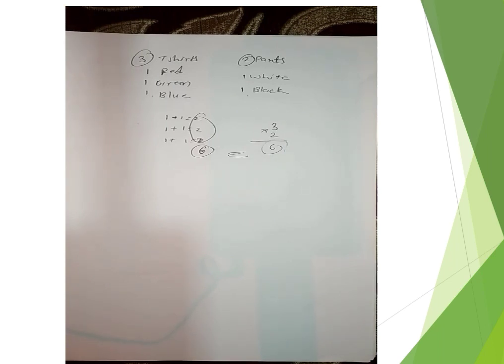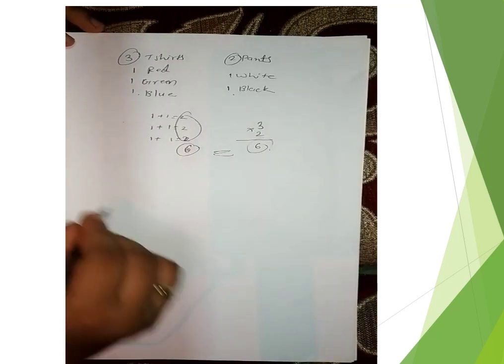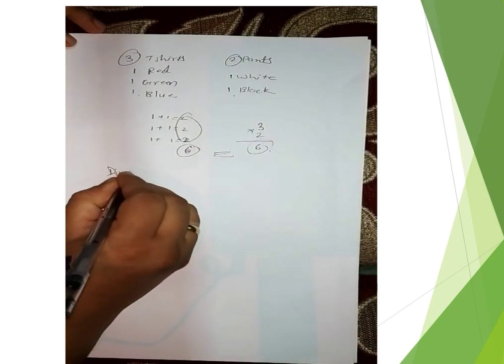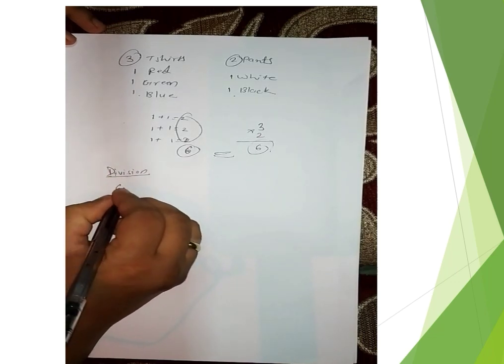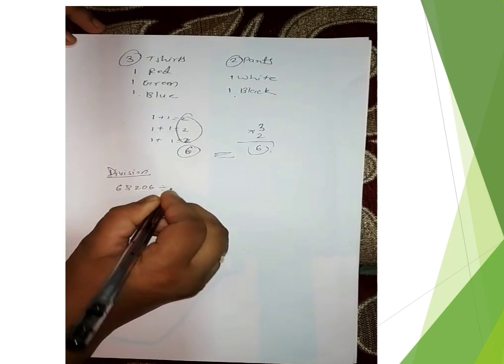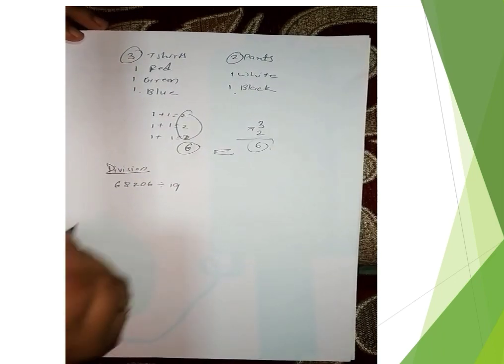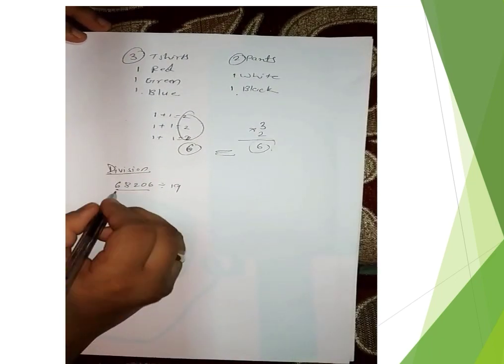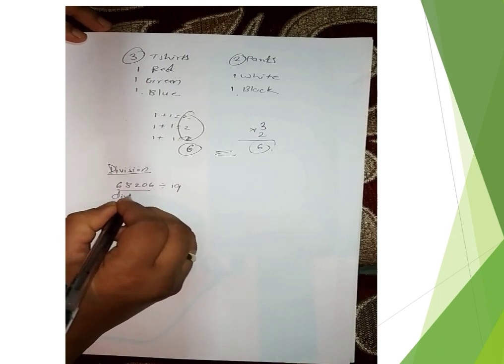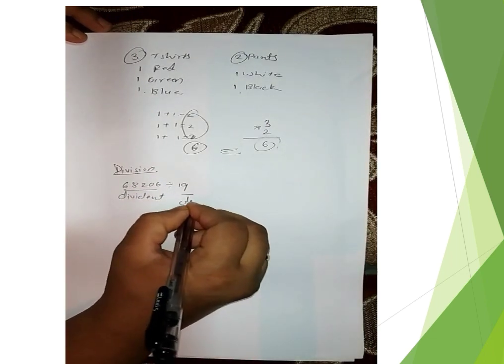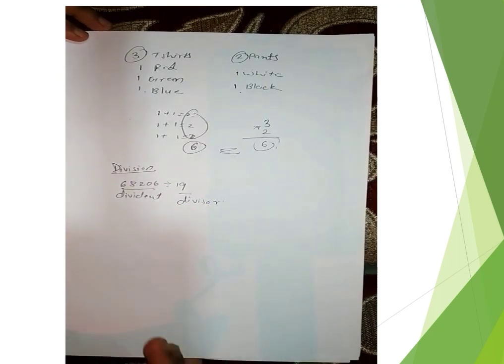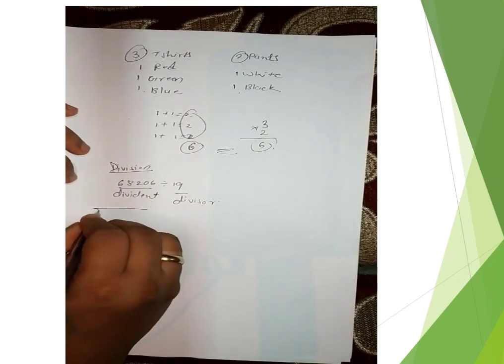In multiplication, when one thing is given and we want many things, we multiply. But in division, when many things are given and we want one, we divide. So here, let's take an example. 68,206 divided by 19. Here 68,206 is the dividend. 19 is the divisor. Okay? So, always divide it like this.